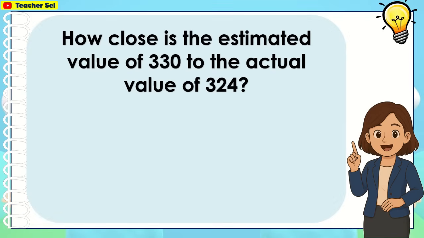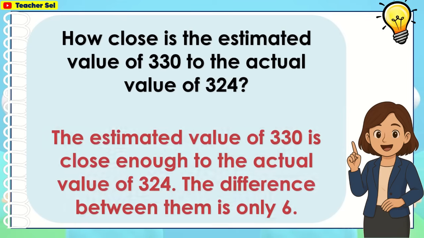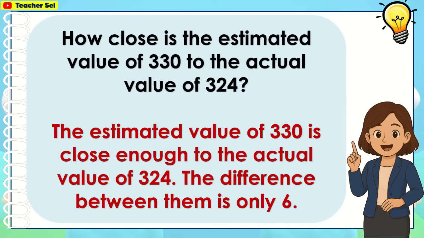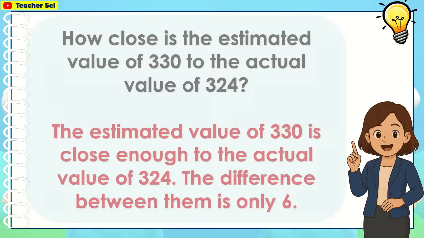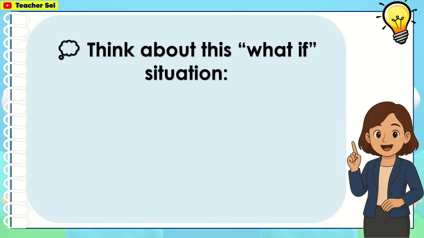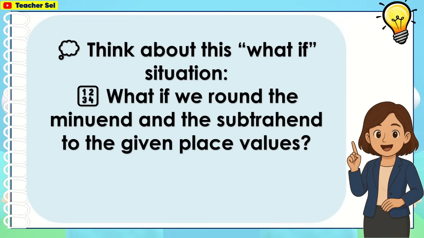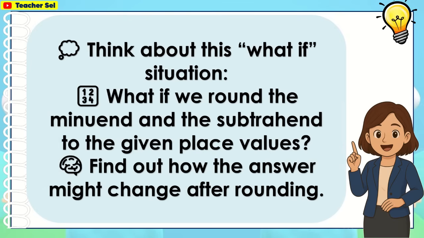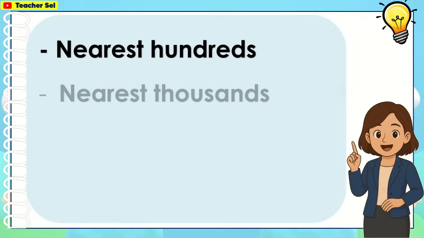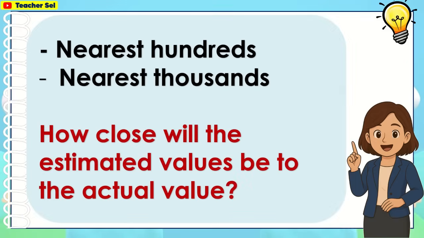How close is the estimated value of 330 to the actual value of 324? The estimated value of 330 is close enough to the actual value of 324. The difference between them is only 6. Think about this. What if situation? What if we round the minuend and the subtrahend to the given place values? Find out how the answer might change after rounding. Nearest hundreds, nearest thousands. How close will the estimated values be to the actual value?